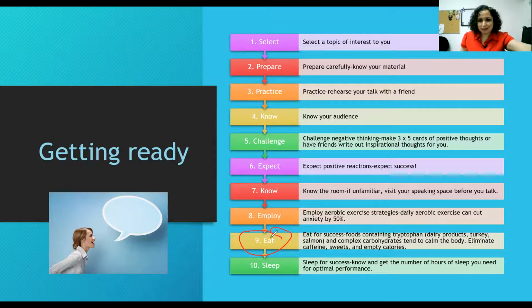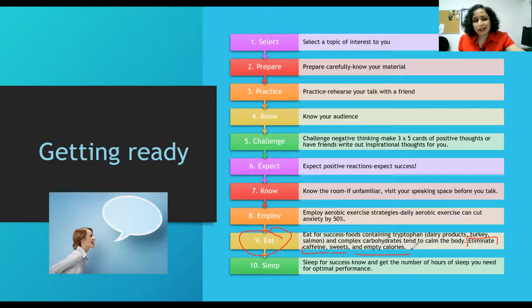Take a look at this. At the end of the information that I included here, you're going to find that it says eliminate caffeine, sweets, and empty calories. Empty calories are usually related to fat calories, those that have a lot of fat, mucha grasa. You're like, what? Caffeine? No more coffee for me.